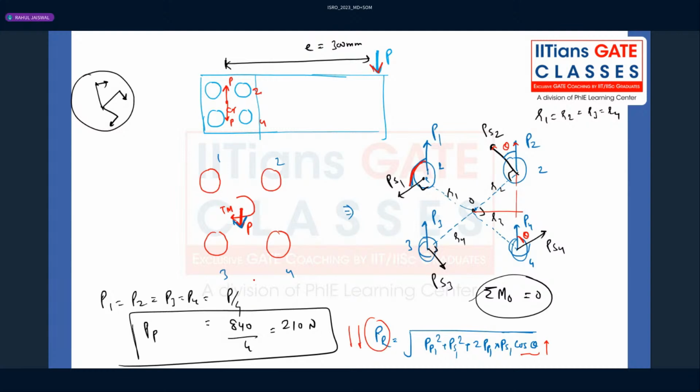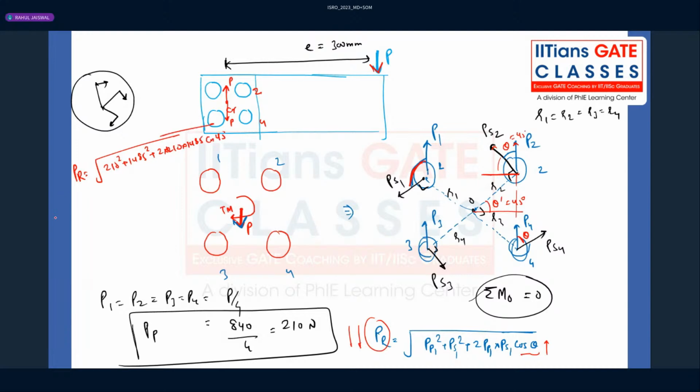So 2 and 4 both are the worst loaded rivets. So what should be the theta value first of all? Let's say this is theta dash. This theta dash is 45 degrees, and once again this is also 45 degrees. So what can we write? The resultant load will be under root of 210 square plus 1485 square plus 2 into 210 into 1485 into cos 45.